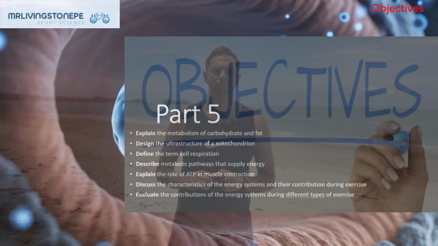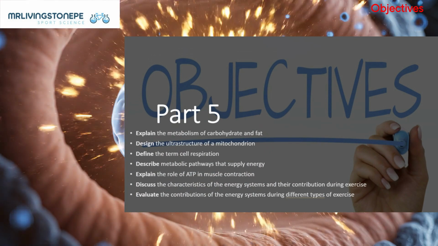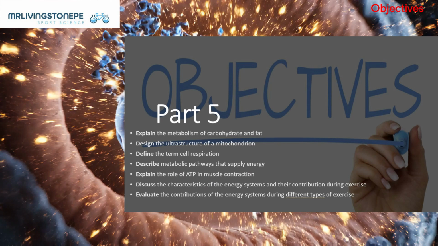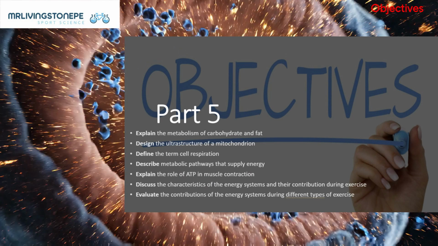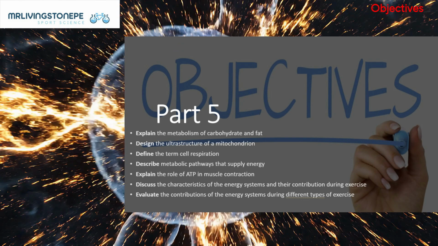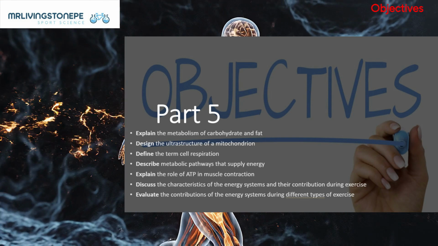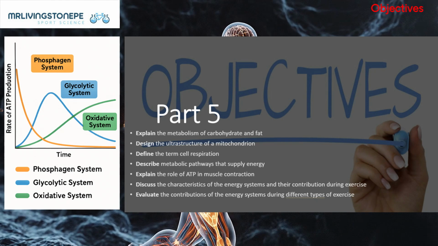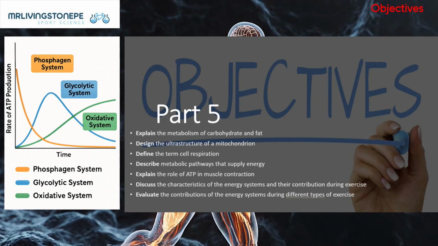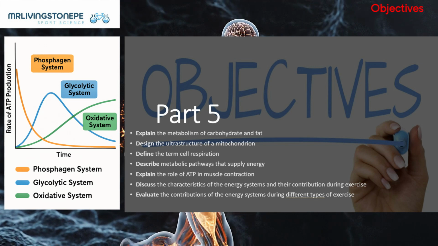The objectives you should achieve by the end of this video include being able to explain the metabolism of carbohydrate and fat, design the ultrastructure of a mitochondrion, which you can do as an independent task to help understand the powerhouse of a cell as well as its structure, define the term cell respiration, describe metabolic pathways that supply energy, explain the role of ATP in muscle contraction, discuss the characteristics of the energy systems and their contribution during exercise, which can be seen on screen now. And finally, evaluate the contributions of the energy systems during different types of exercise.